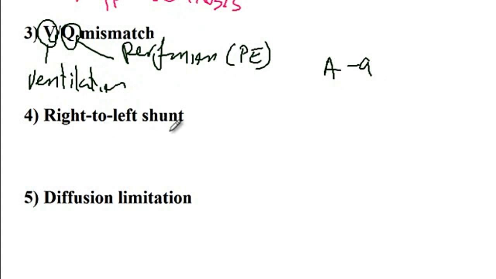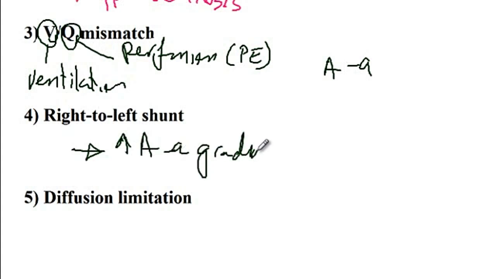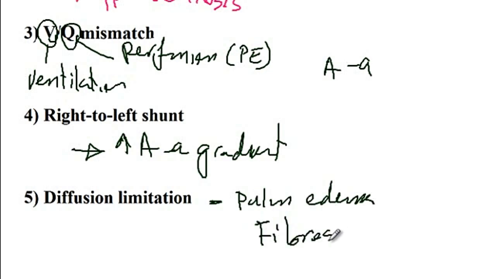With the right to left shunt, blood passes from the right side of the heart to the left side without being oxygenated. So this is also another form of VQ mismatch, because blood does not perfuse the lungs, as a consequence of which again there would be increased AA gradient. And then finally, conditions that limit diffusion of oxygen across the alveoli, like for instance pulmonary edema, or interstitial inflammation, or for instance lung fibrosis, will again increase the AA gradient. And that concludes the topic of different forms of hypoxemia and their effects on the AA gradient.